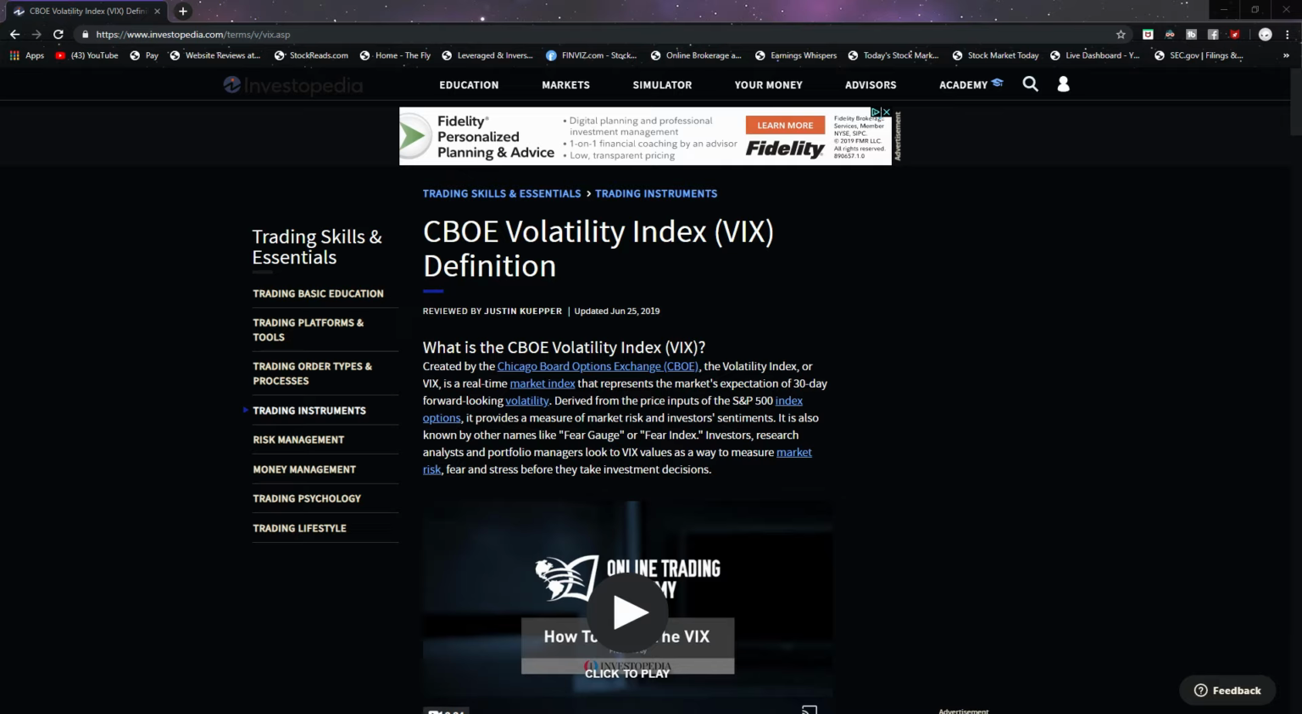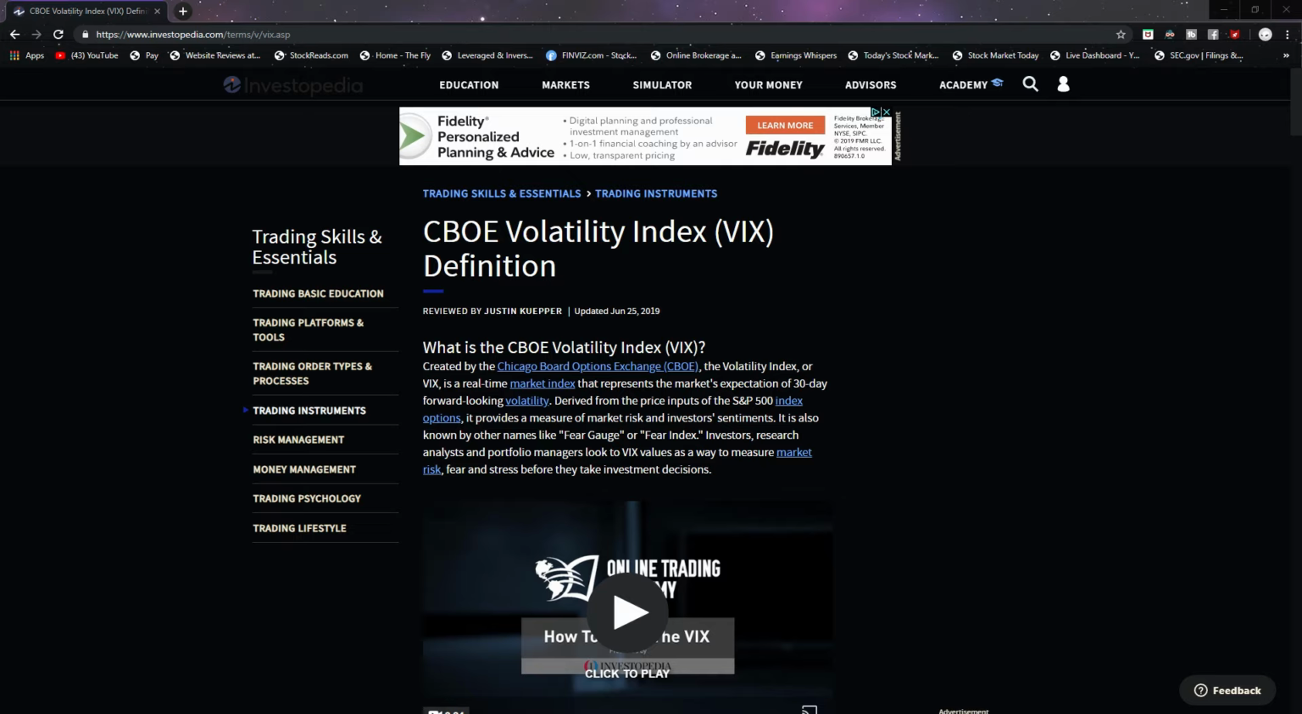So I got Investopedia here with the definition of the VIX. So what is the VIX? It's a volatility index. It was created by the Chicago Board Options Exchange, CBOE, the Volatility Index, or VIX. It's a real-time market index that represents the market's expectation of 30-day forward-looking volatility derived from the price inputs of the S&P 500 index options. It provides a measure of market risk and investors' sentiment. It is also known by other names like fear gauge, fear index. Investors, research analysts and portfolio managers look to the VIX as a value to measure market risk, fear and stress before making investment decisions.